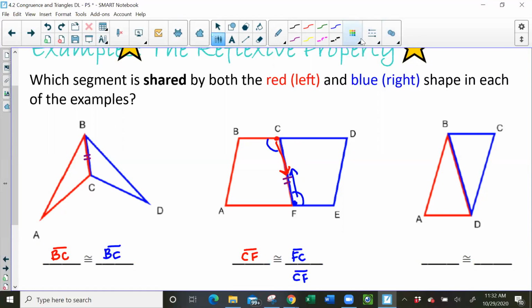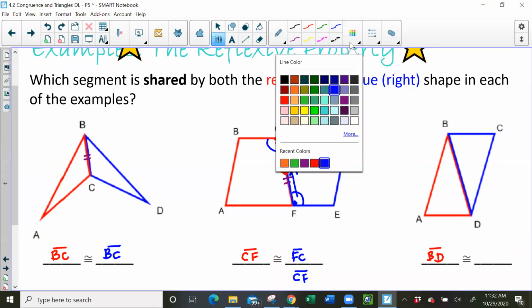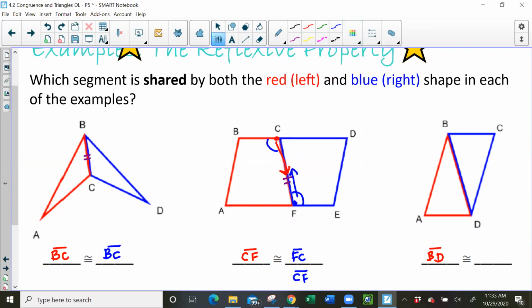And then let's take the third diagram. Here we have BD. And in the chat, tell me what would be the corresponding side, if you could write it in the correct order. So side BD is congruent to what? Correct. DB.